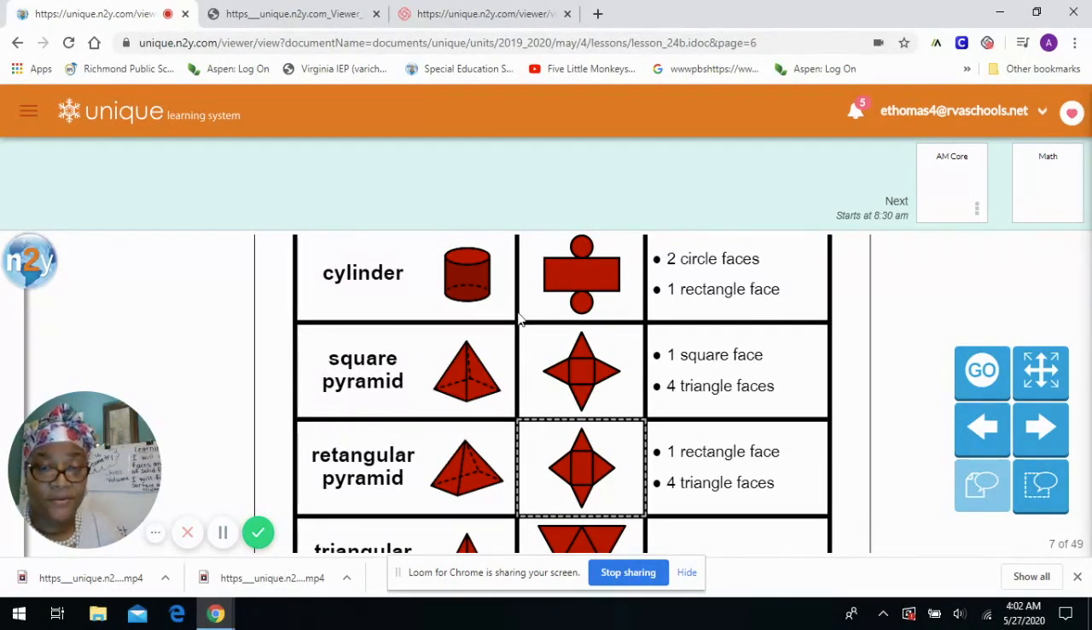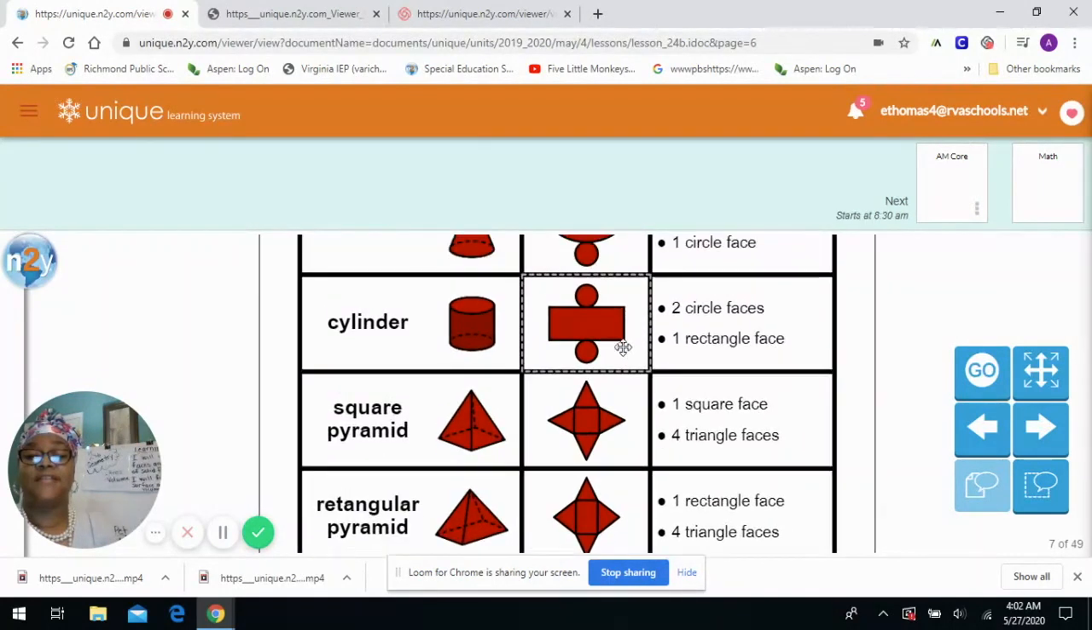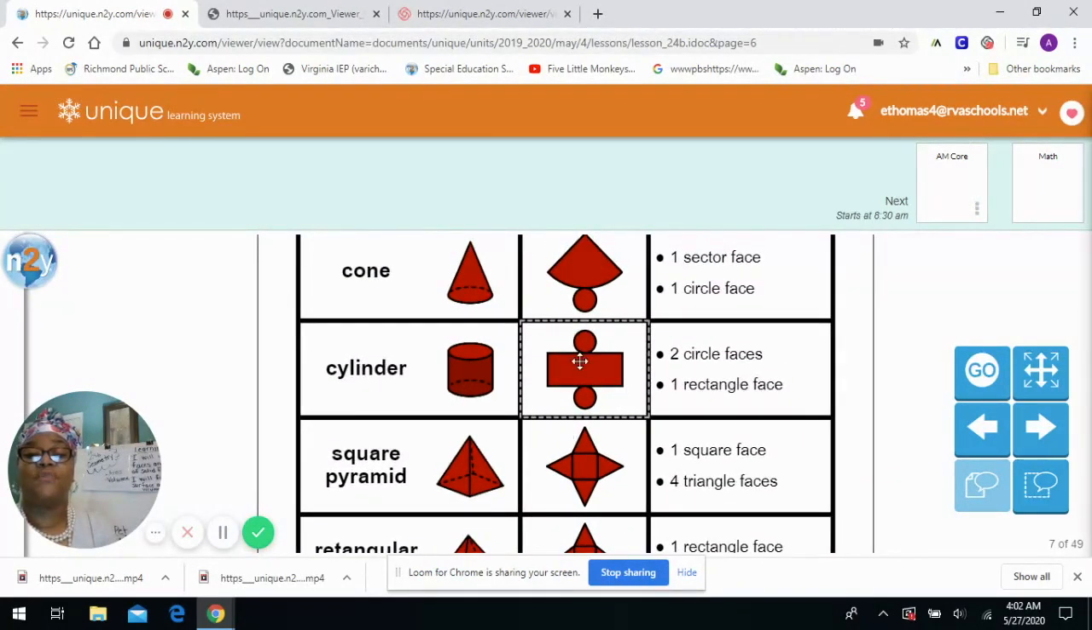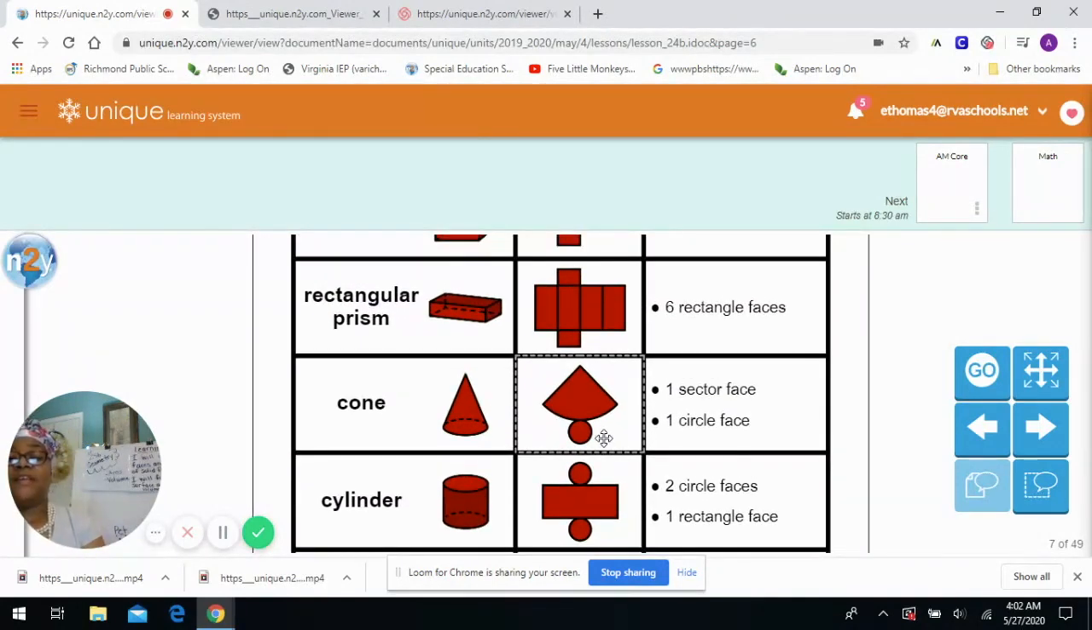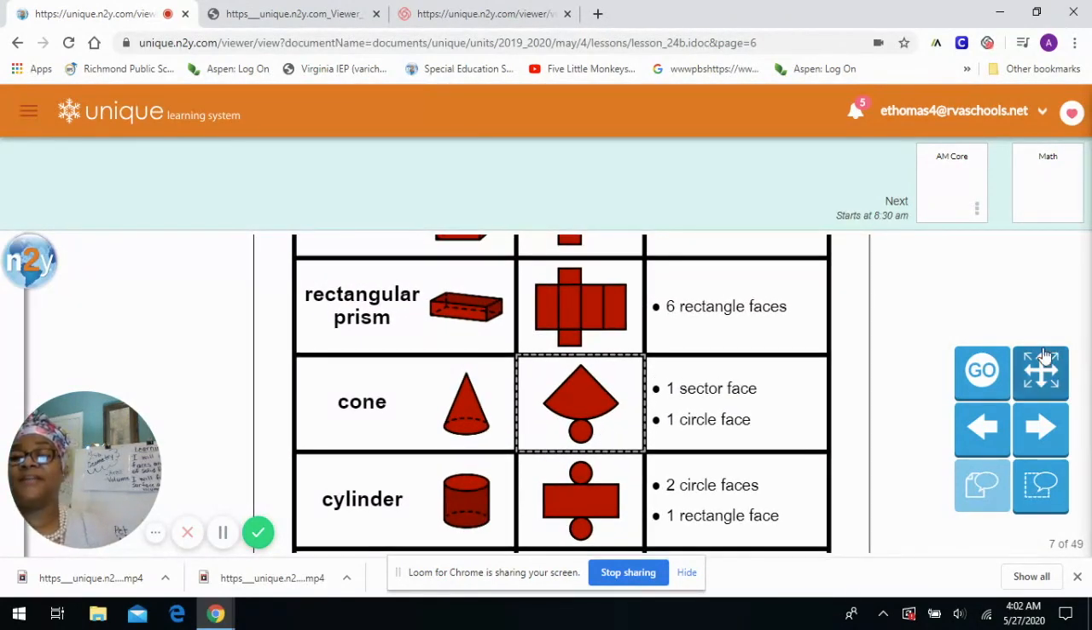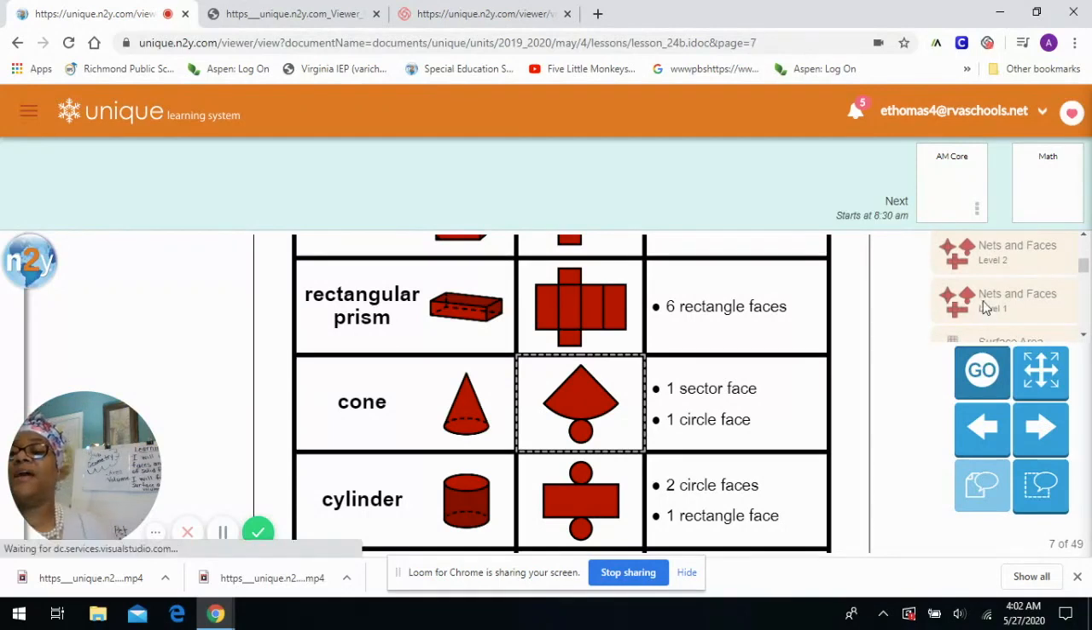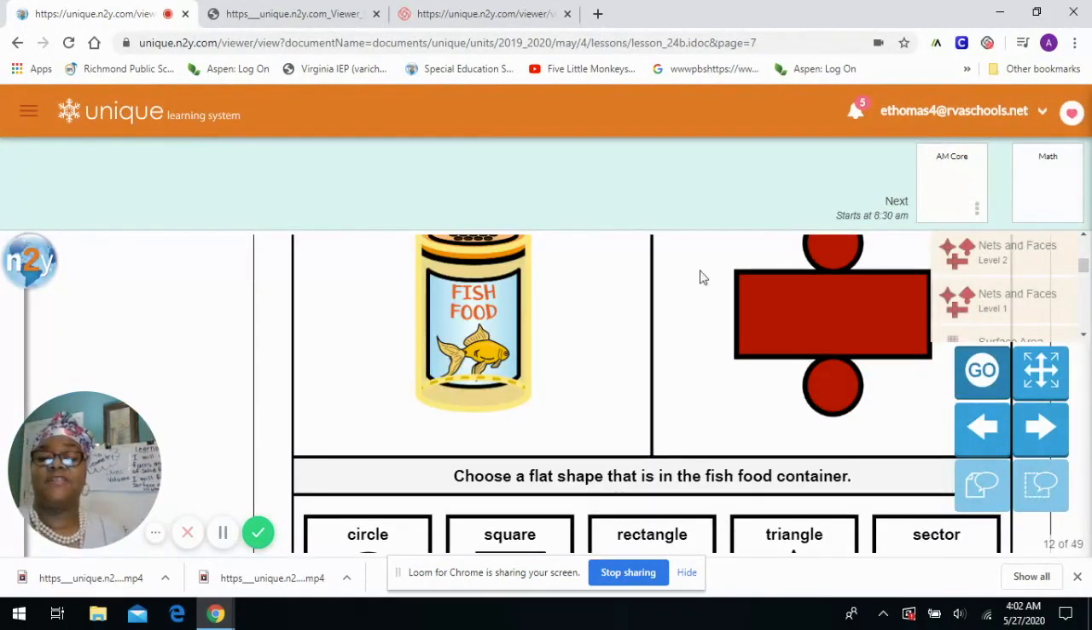The square pyramid has the square, and this will be the base, has the square face and 4 triangle faces, 2 circle faces and 1 rectangle face. This is what we call the net, and it all fit together. All righty, good job. Okay, that was our chart number 9. Now let's see if we can have some of these nets and faces fit together.